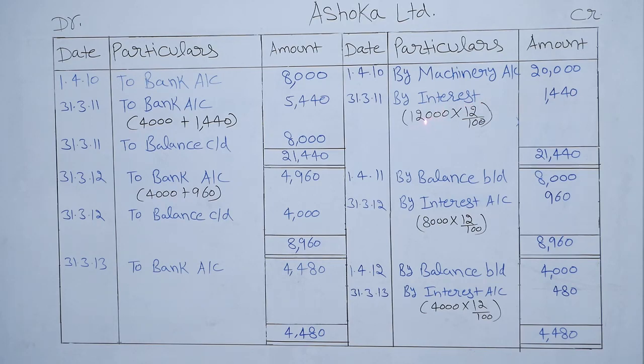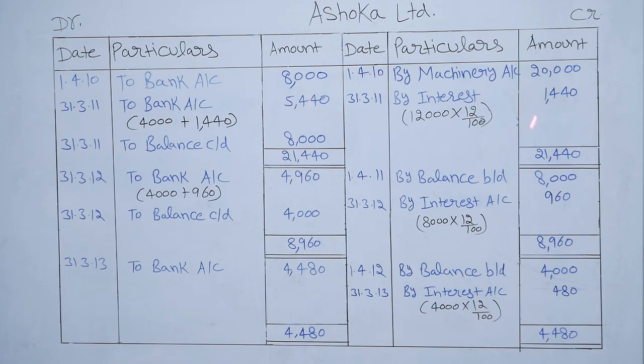How do we get 12,000? Total value of machinery is 20,000 and we have paid 8,000 rupees as a down payment. Then the remaining balance is 12,000. So we will charge interest on 12,000 rupees. 31st March 2011 to bank account. This is installment entry. Ashoka Limited account debit to bank account. Installment consists of cash price plus interest. Cash price is 4,000, which is mentioned in the question, plus interest is 1,440, equal to 5,440.